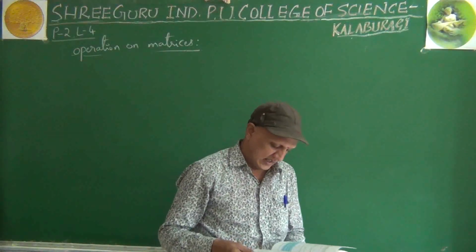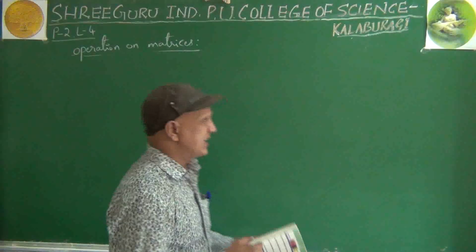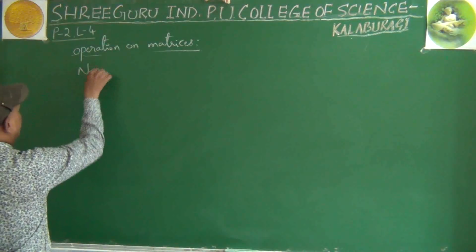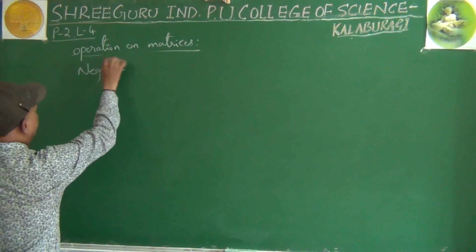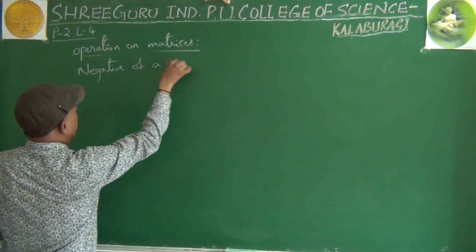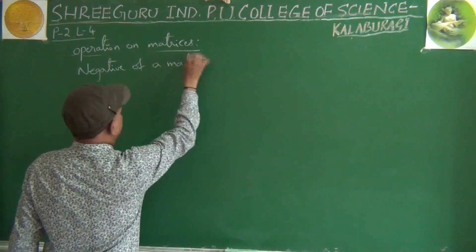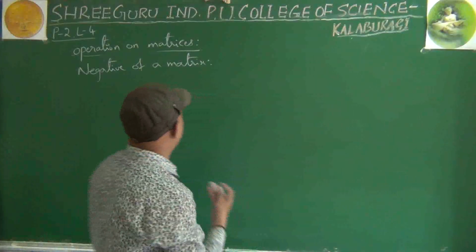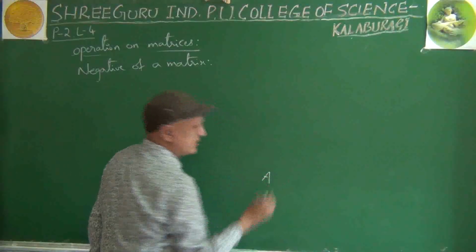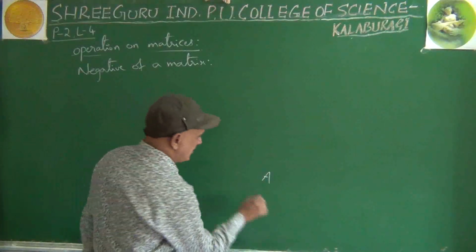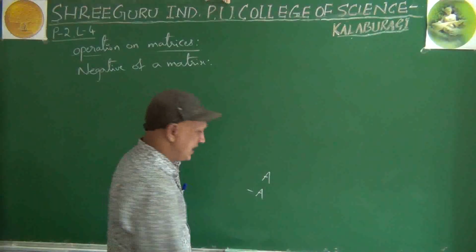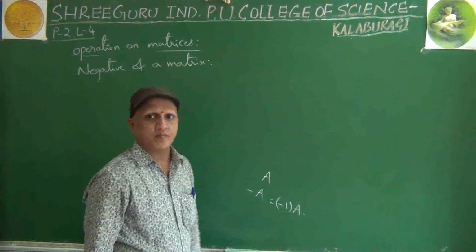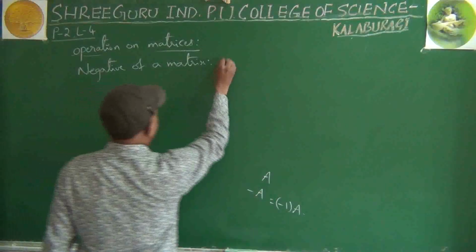Multiplication of a matrix by a scalar is over. Negative of a matrix is next. What is the negative of a matrix? Negative of a matrix means minus A. Minus A can be written as minus 1 into A. That's it.